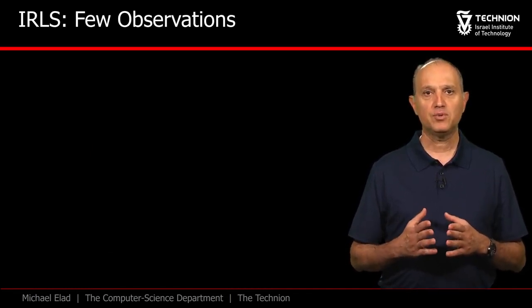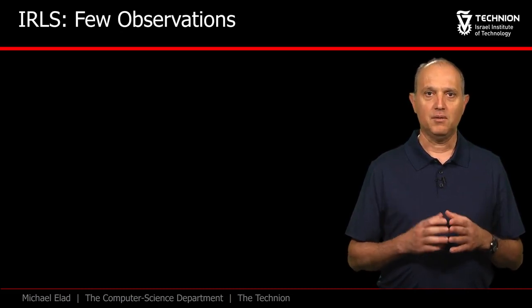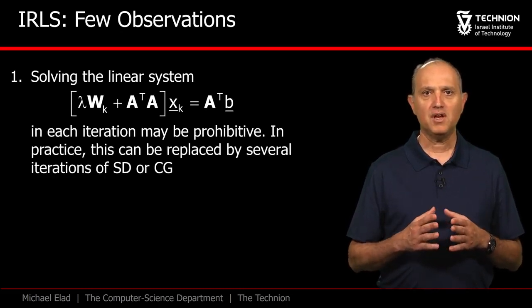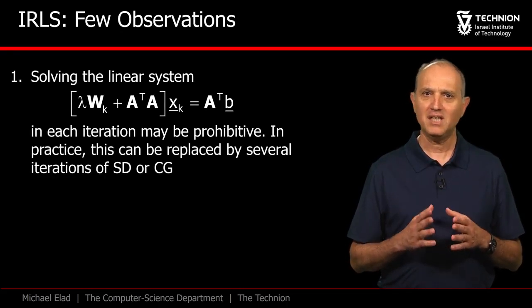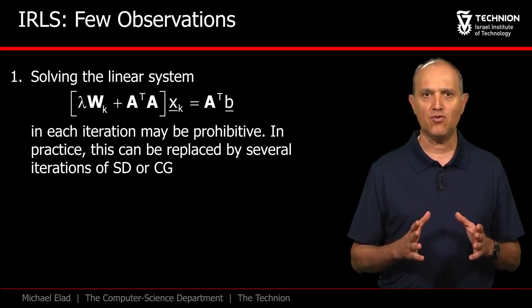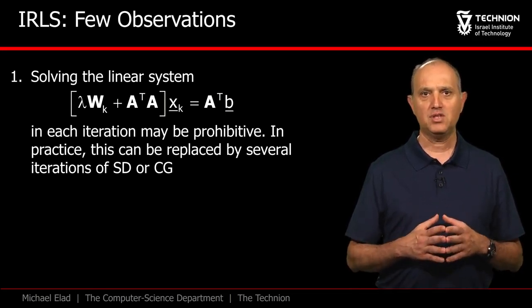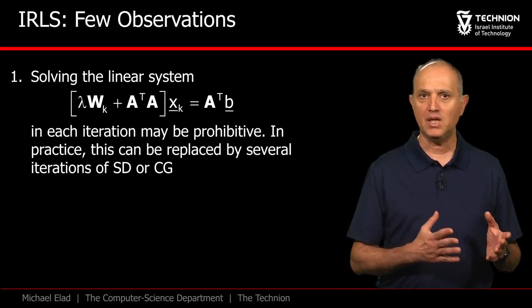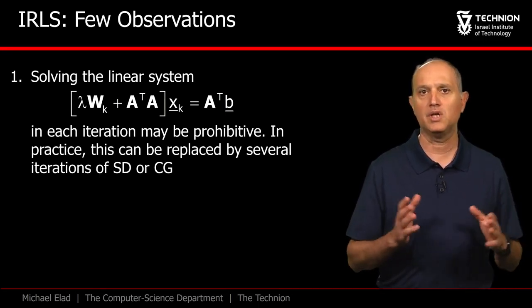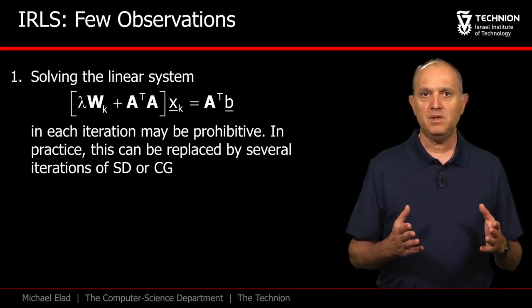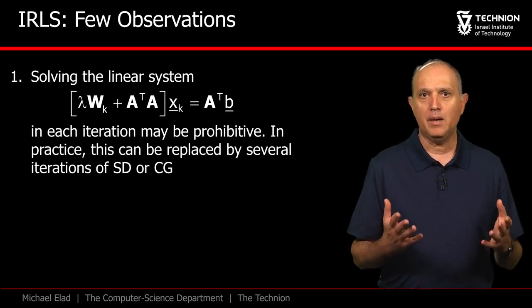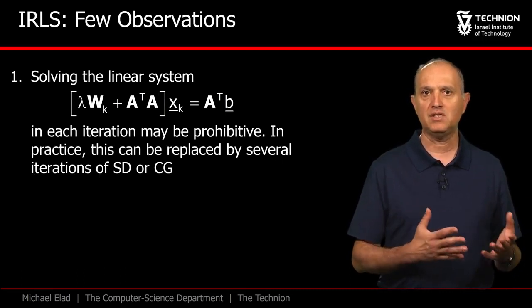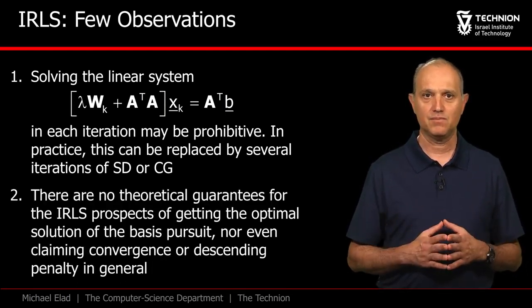Here are a few important observations regarding this algorithm. First, solving the linear system for updating x might be prohibitive, and especially so for high-dimensional problems. This can be mitigated by applying few steps of steepest descent or conjugate gradient. This means that we will only approximate the solution of the linear system instead of getting its exact solution.